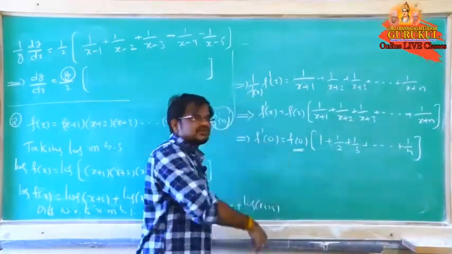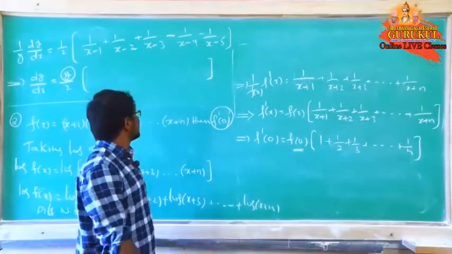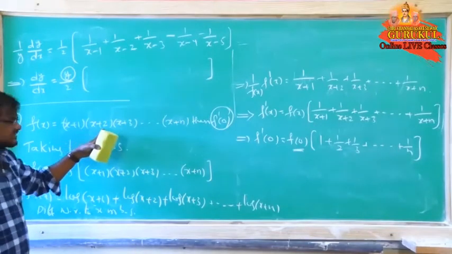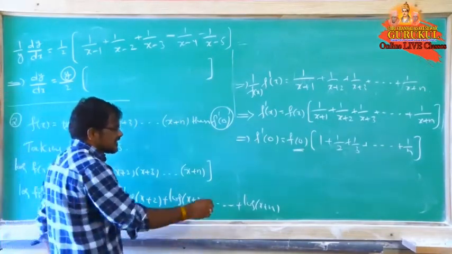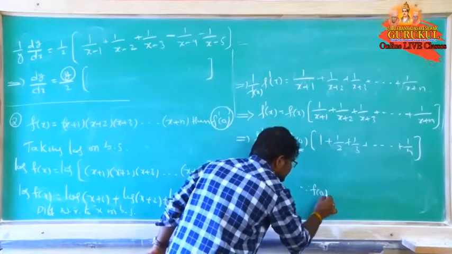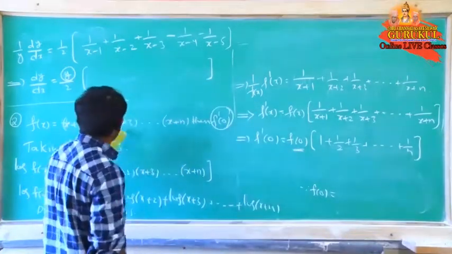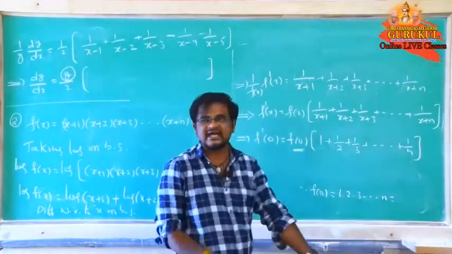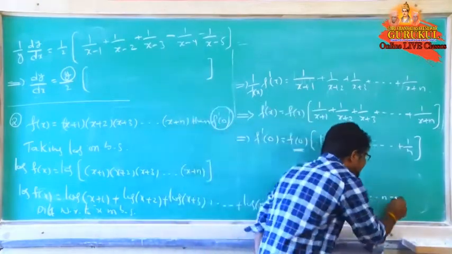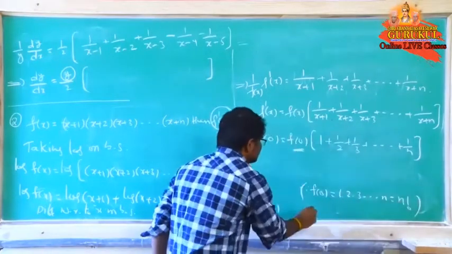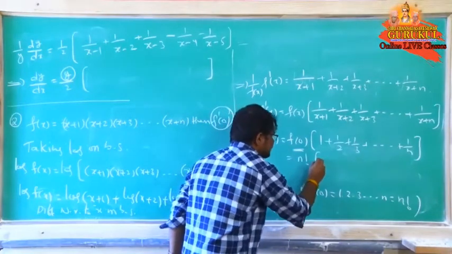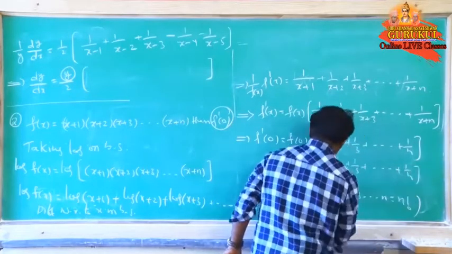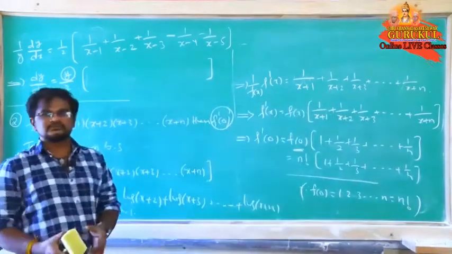Now what about f of 0? Anybody? F of 0 value. Here f of x equals what they gave: (x plus 1)(x plus 2)(x plus 3). So f of 0 equals, if you substitute in this given function, 1 into 2 into 3 etc. n, the product of the first n natural numbers, which can be written as n factorial. Now that is equal to, you can replace this as n factorial, and this as 1 plus 1 by 2 plus 1 by 3 plus etc. plus 1 by n. Now for this problem, what they gave?